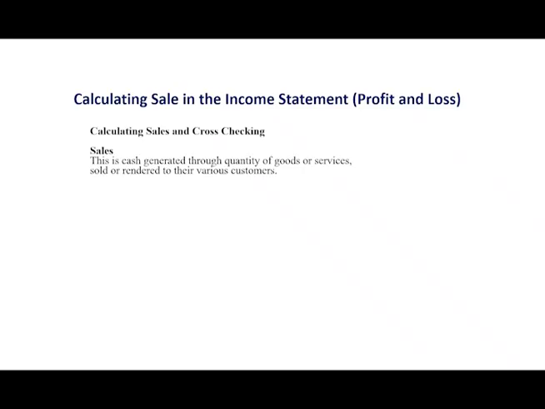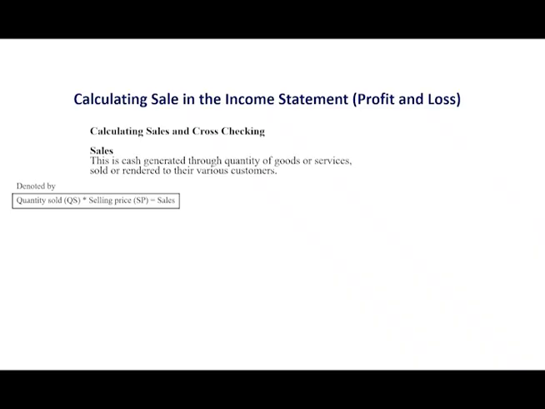Now let's talk about how to calculate sales and profit and loss. In order to achieve this, you must understand some basic principles. Understand sales and understand how it is being calculated when assessing your customer's profit and loss. What is sales? This is cash generated through quantity of goods or services sold or rendered to your various customers. This is denoted by this formula.